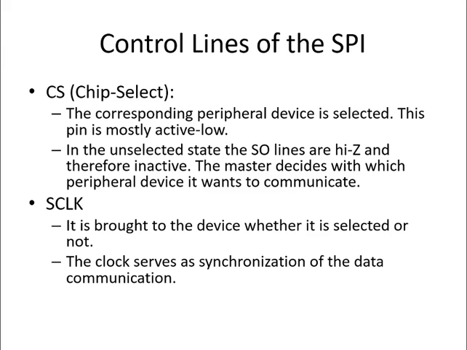Now we will go to the next thing: control lines of the SPI. What are the control lines present in SPI? One is the chip select or SS. Very specifically, it is SS. The corresponding peripheral device is selected using this pin. Instead of CS, I will call it SS, slave select. Instead of chip, you can also call it slave. In some cases it is called chip select, in some cases slave select. In our case, we will call it slave select.